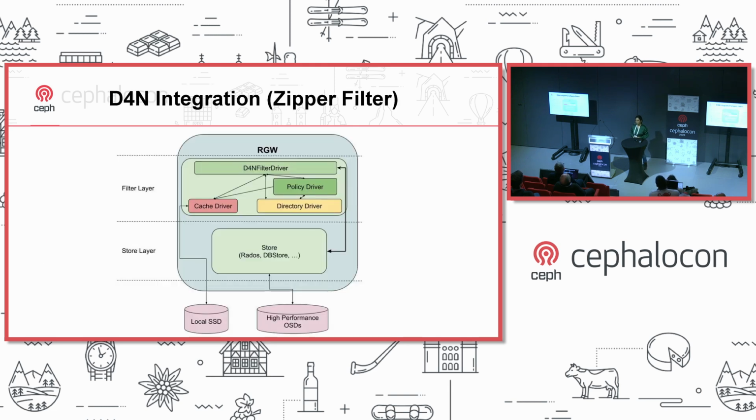Here is the diagram of a single node cache. We can see the filter layer, which consists of all the 4 drivers that I spoke about. And then we have the backend store and the local SSD in the system. So let's say we get a GET request for a read cache, the filter driver is going to look the object up using the directory driver and the policy driver and get the object from the cache driver if it is cached. If not, it is going to the backend store. It will get it from there, return it to the end user, and later store it in the cache as well.